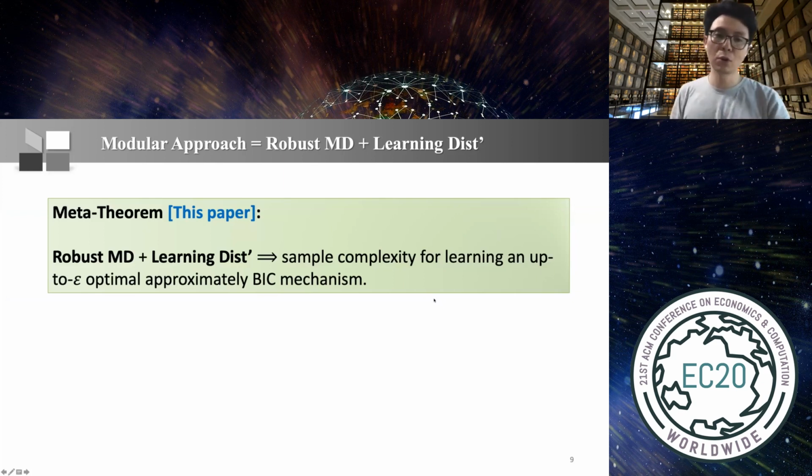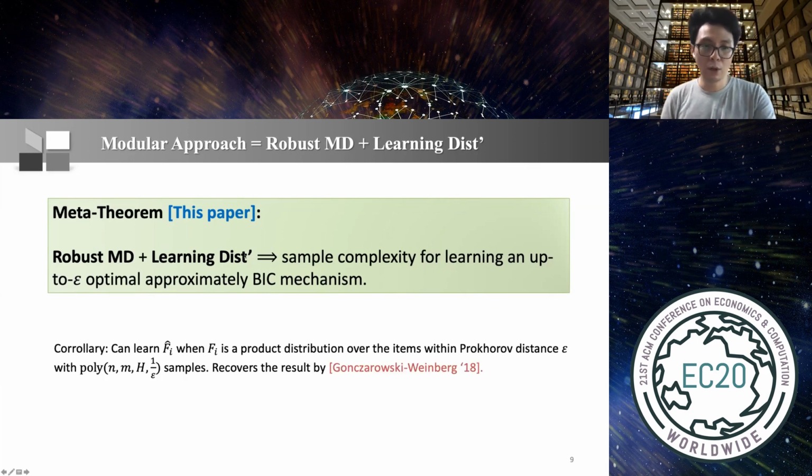Now let me tell you the modular approach. The meta theorem that we prove in this paper is that if you have the robustness result, now all you need to do is be able to learn the value distribution within some statistical distance epsilon. Once you have that, you can put these two things together and you obtain a sample complexity. And what I want to point out is, for robust mechanism design, you don't need to understand anything about learning theory. And for learning distributions, there's nothing about mechanisms.